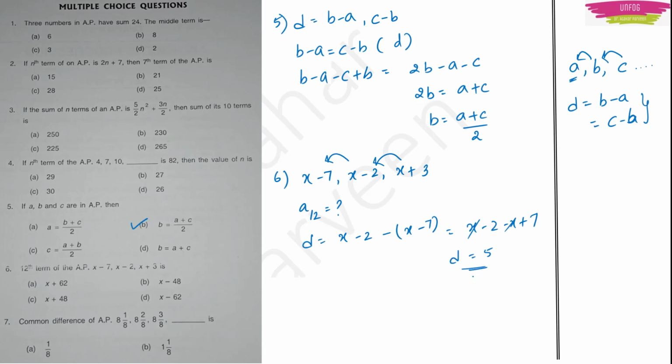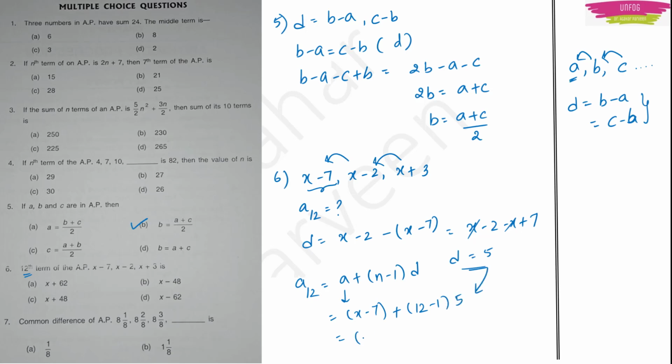Now I got D, right? I can use this formula. An is equal to A plus (n minus 1) into D. So A12 will be equal to A plus (n minus 1) into D. What is A? It will be X minus 7, correct? They have given it in the question. So this will be X minus 7 plus, what is n? N will be 12. We have to find the 12th term, right? So it will be (12 minus 1) into 5. D we have just now found.